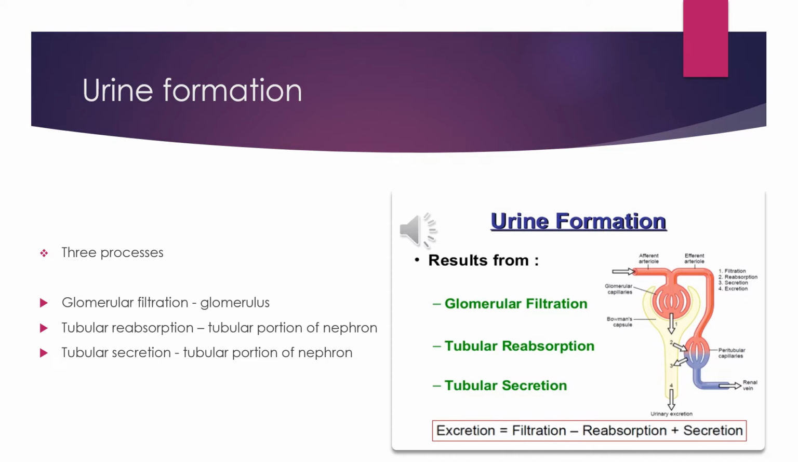Thus, formation of urine occurs in three steps. First one is the ultrafiltration of plasma through renal corpuscle, then the tubular reabsorption of water and solutes from the tubular fluid, and third, that is the secretion of selected solutes into the tubular fluid. So as a result of these three processes, urine is finally excreted out.